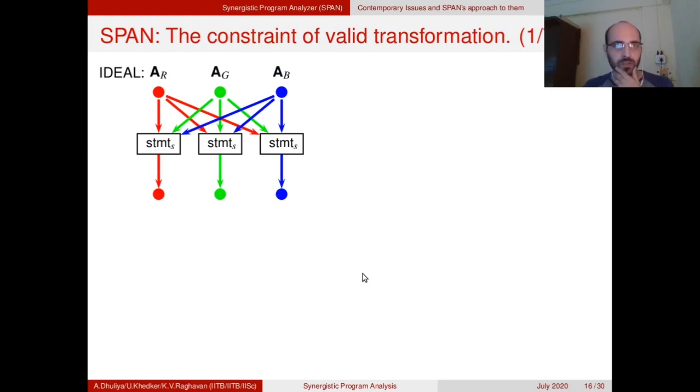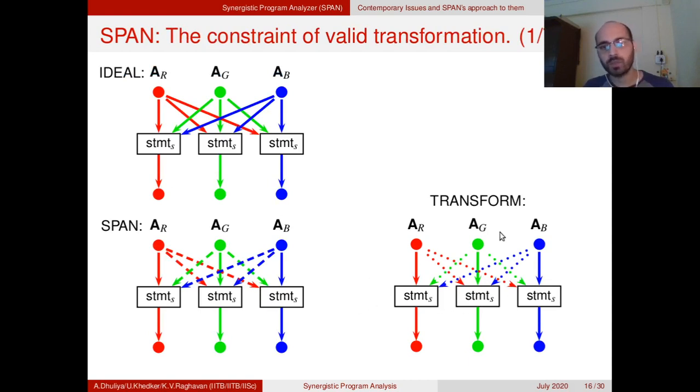So, the constraint of valid transformation: due to the transformation, this information couldn't have been communicated. However, SPAN, which doesn't use transformation, is able to communicate more effective information to other analyses in the same phase.